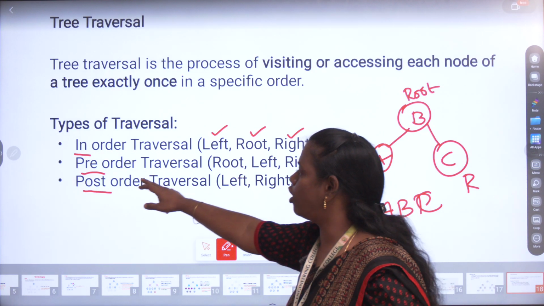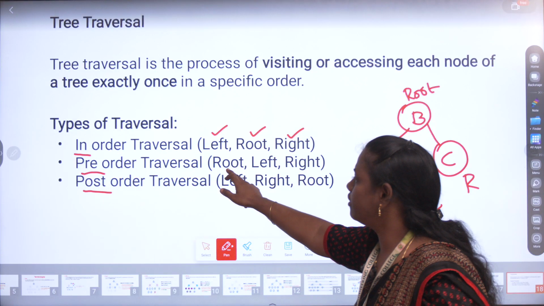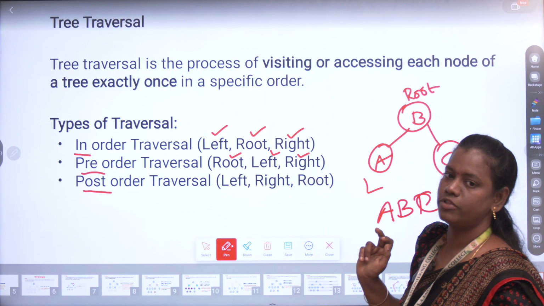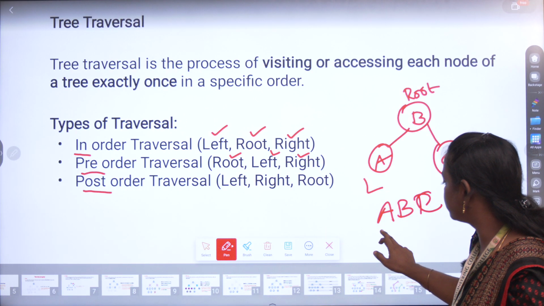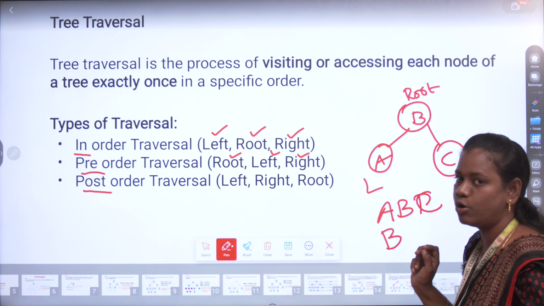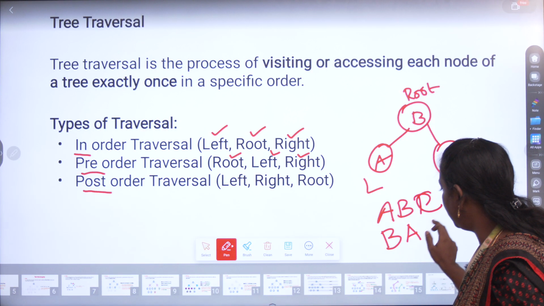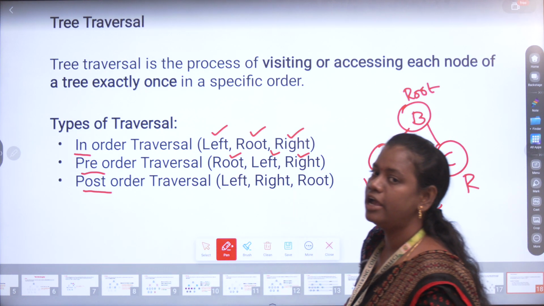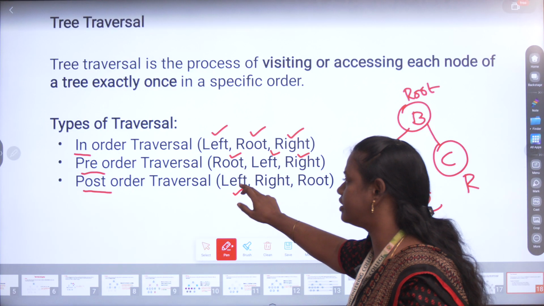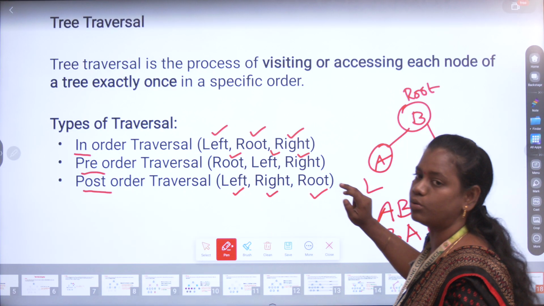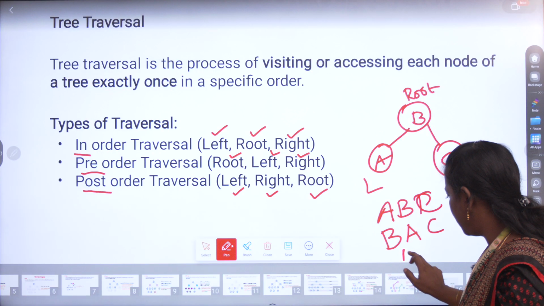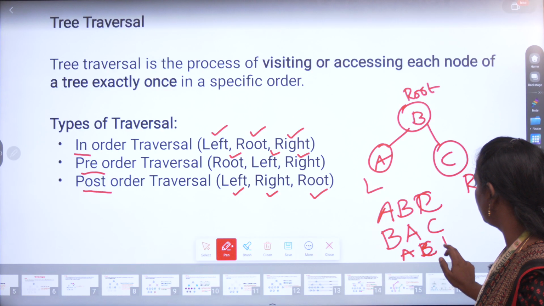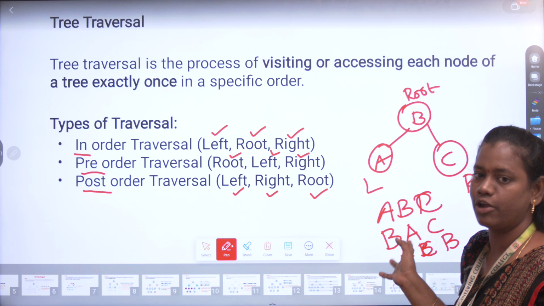And the next one is pre-order. In pre-order, we need to follow this principle: first visit the root node, then the left node, then the right node. So first I visit the root node, here the root node is B, and then your left node is A, right node is C. And the next is post-order traversal. In post-order traversal, first we visit left, then right, then root. So first the left node is A, and then the right node is C, and then your root node is B. So A, C, B. Likewise we visit the nodes.